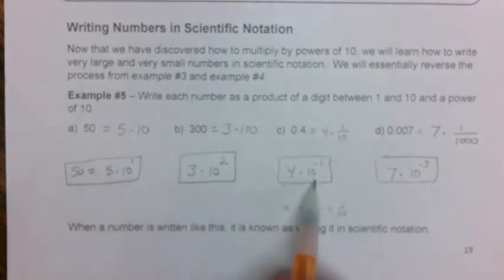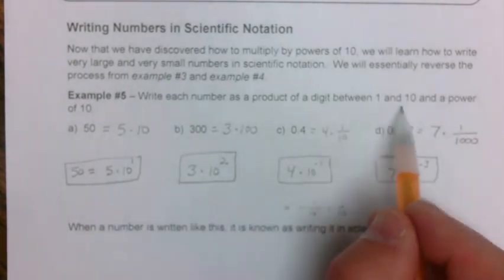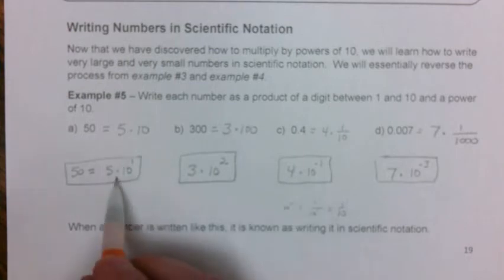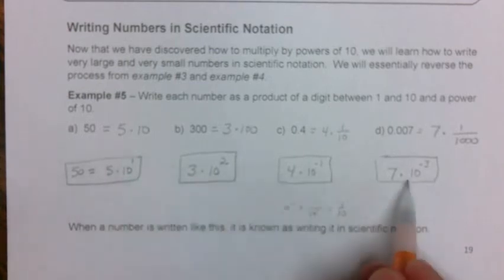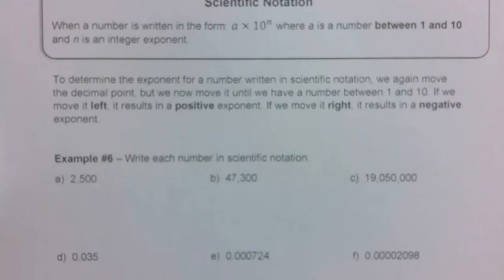In each of these examples, the way that we have written them as the product of a digit between 1 and 10 with a power of 10, when a number is written like this, it is known as writing it in scientific notation. Each one of these examples shows a number written in scientific notation. At this point, we are ready to formally introduce scientific notation.